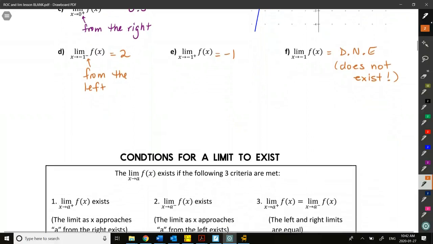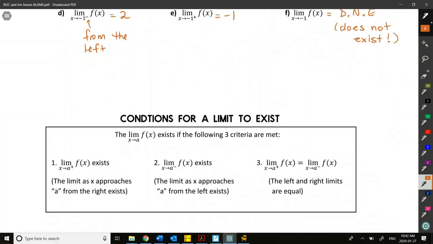Okay, and that brings us to the conditions for a limit to exist. The right limit must exist, the left limit must exist, and the left and right limits must be equal to one another for that full limit to exist.